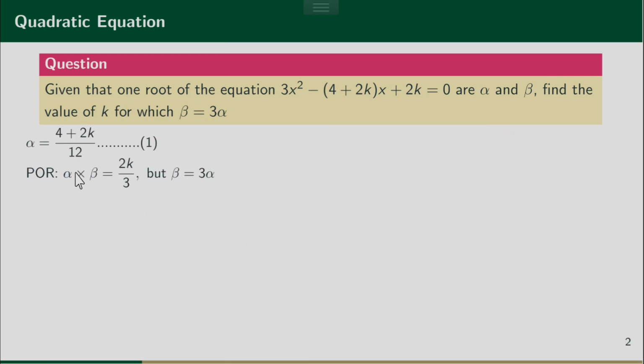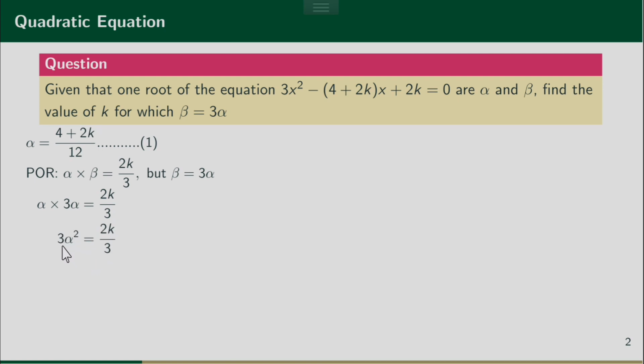Let me use the other idea where the product of roots, alpha times beta, is equal to c divided by a. C was 2k divided by a, which is 3. But again, beta was 3 alpha. So where I see beta, I replace it by 3 alpha. So I'll have alpha times 3 alpha is equal to 2k on 3. 3 alpha squared is equal to 2k on 3.